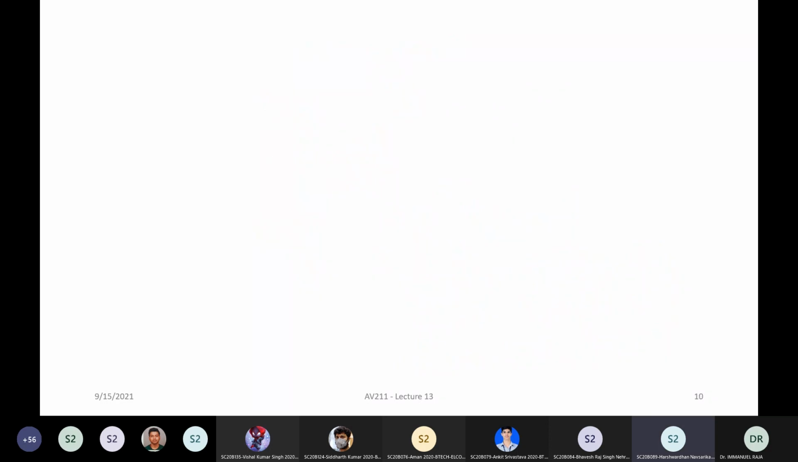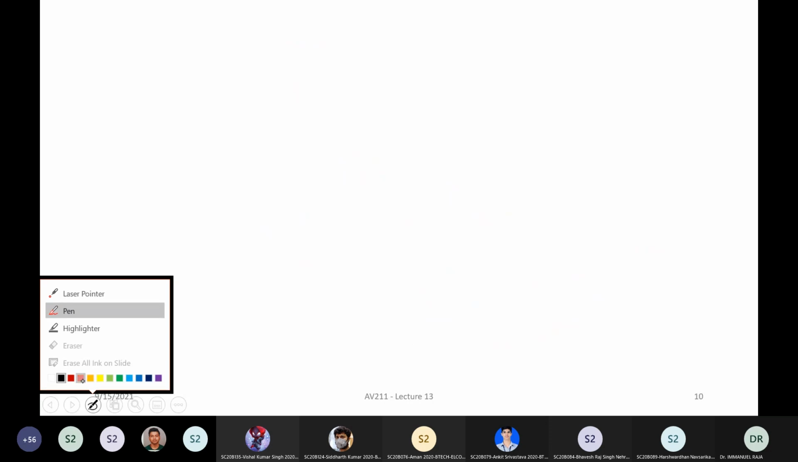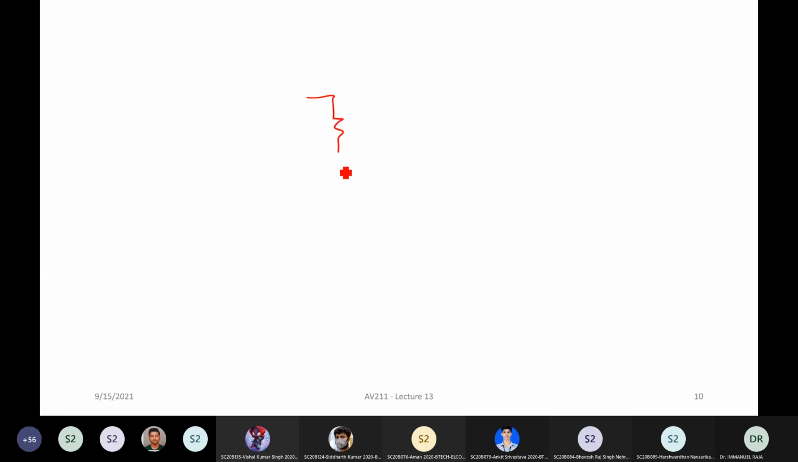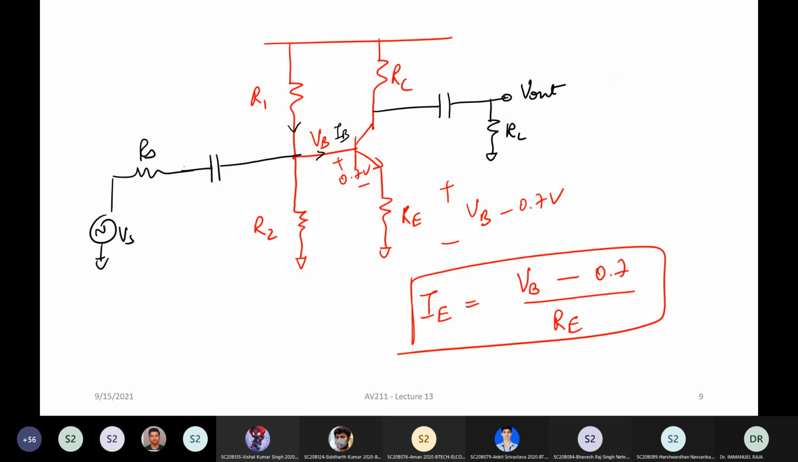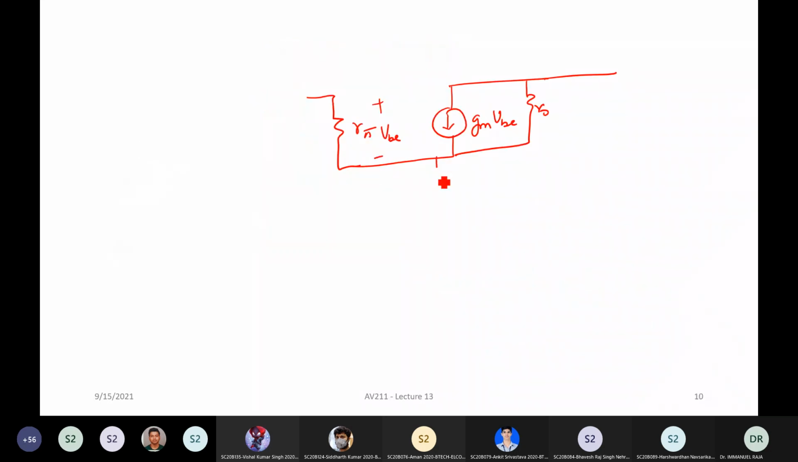Okay, so now let us draw the small signal equivalent circuit. How will you draw it? Let's start with the transistor by itself. This is R pi, GM VBE, this is VBE, right? You have R naught. And here you cannot ground the emitter, because the emitter has a resistor to ground. So you have to put RE here.